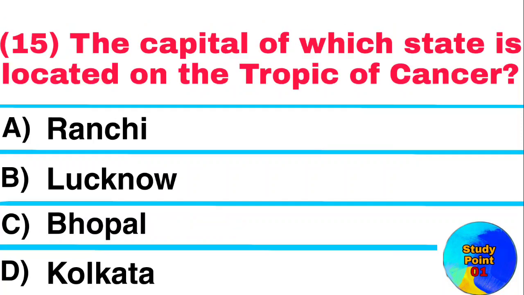Question. The capital of which state is located on the Tropic of Cancer? A. Ranchi. B. Lucknow. C. Bhopal. D. Kolkata. Answer. Ranchi.